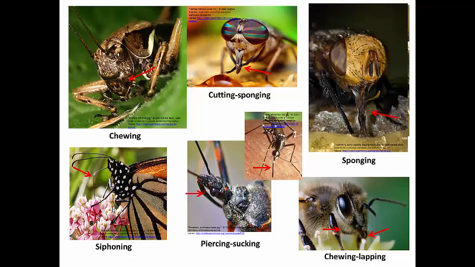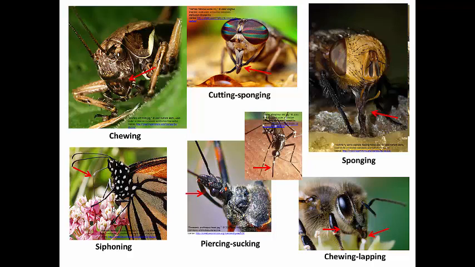In these cases, saliva is often injected directly into that plant or into that animal, and it can carry with it all manner of chemicals, from anticoagulants to digestive enzymes to things that completely shut down the immune system. This allows bugs to suck out all the nutrients they need very, very easily without having to fight physically against that other organism.